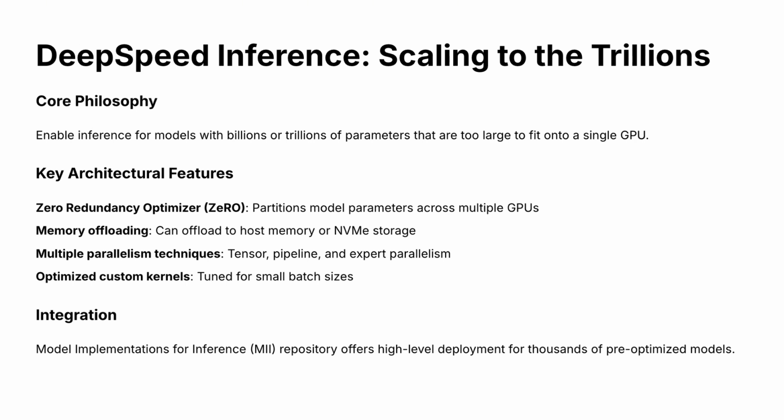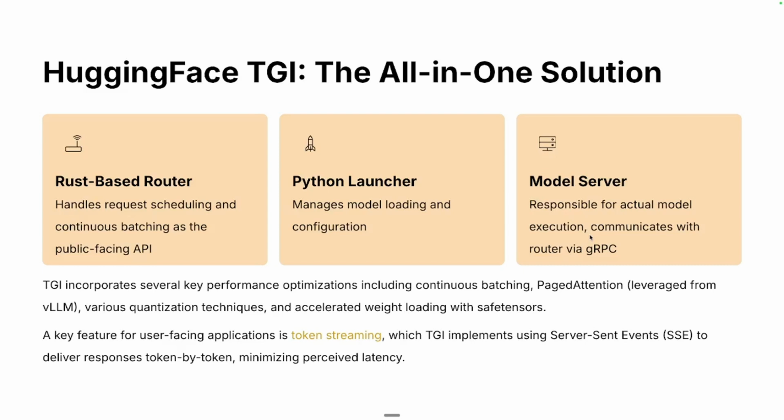Next framework is Hugging Face TGI, which is designed to be a turnkey solution for serving LLMs. Its architecture includes three main components: a Rust-based router, a Python launcher, and a model server. The router is the public-facing layer, which handles request scheduling and implements continuous batching to maximize GPU utilization. Then the Python launcher manages configuration and model loading, and the model server executes the model itself and communicates with the router via gRPC.